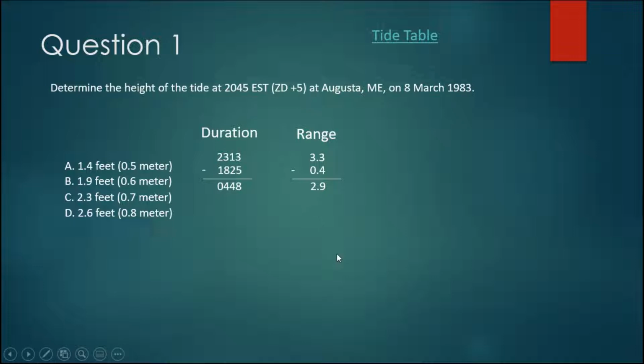And then the next thing we need to look for is our time to the nearest tide. What that means is it wants us to go into the problem, the time that they're looking for, and we've got to figure out which one of these tides that time is closest to. In this case, we can look at it and see that 2045 is closer to 1825 than it is to 2313. Some of the questions, you'll have to do the arithmetic on both times.